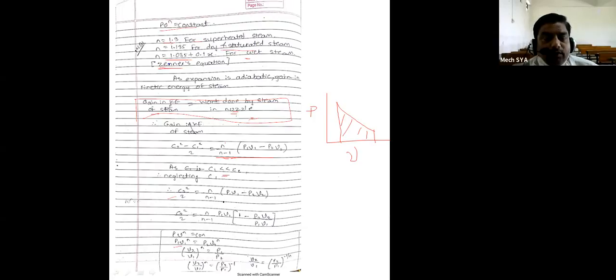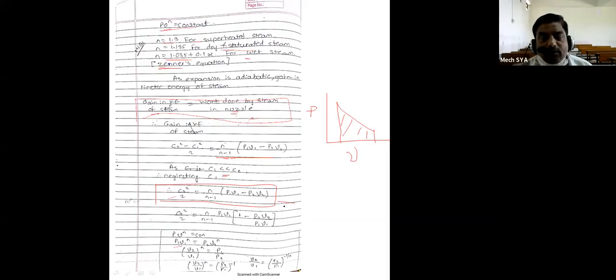Neglecting C1, what we get is C2 square divided by 2 is equal to n upon n minus 1 into (P1 V1 minus P2 V2). So the gain in kinetic energy of steam is equal to the work done by steam in the nozzle. The adiabatic law of expansion is PV raised to n equal to constant, with n equal to 1.3 for superheated steam, 1.135 for dry and saturated steam, and 1.035 plus 0.1 into x for wet steam.